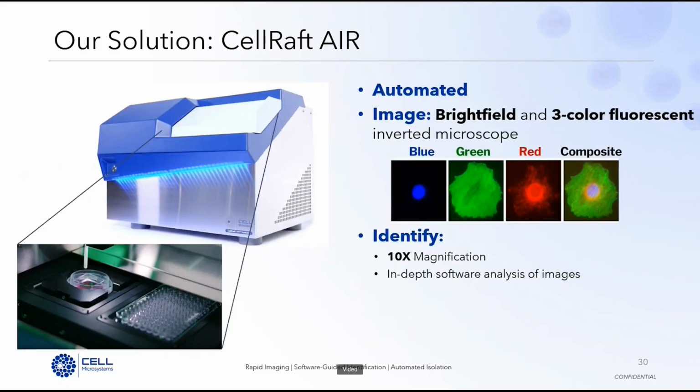Once you have seeded your cells onto the CellRaft array, you can image that array itself on our instrument, the CellRaft AIR, shown here on the left. The instrument is fully automated and allows you to image in bright field and 3-color fluorescence with blue, green, and red fluorescence. We can identify rafts of interest with a 10x magnification, and those images allow us to perform in-depth software analysis in order to identify the clones of interest for your downstream workflows. As you can see in the inset here, the CellRaft array sits on the left-hand side of the deck, and your collection plate sits on the right-hand side of the deck.